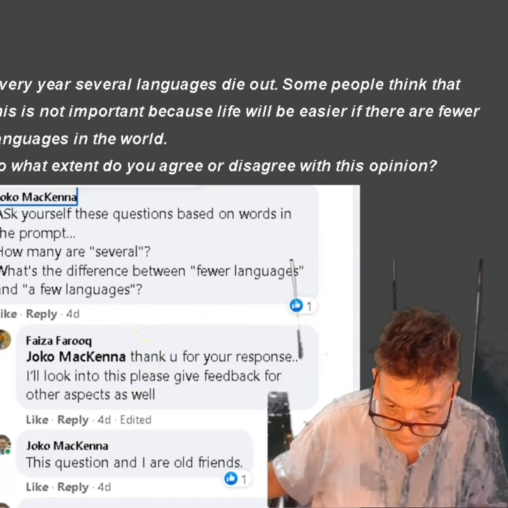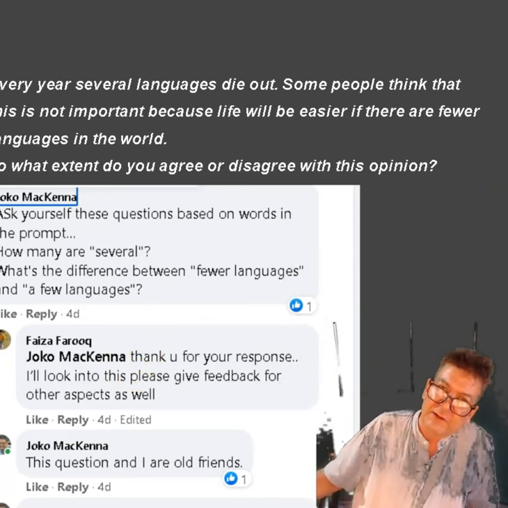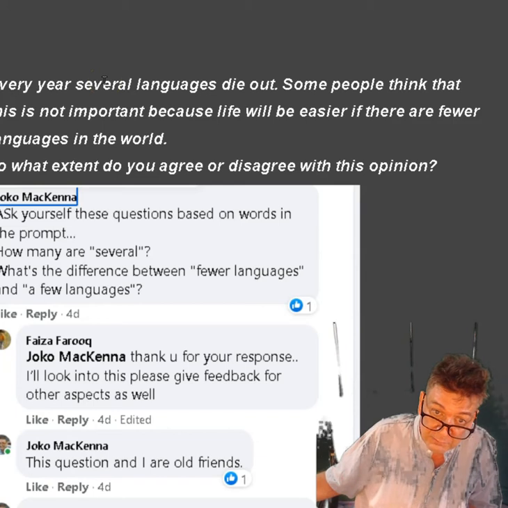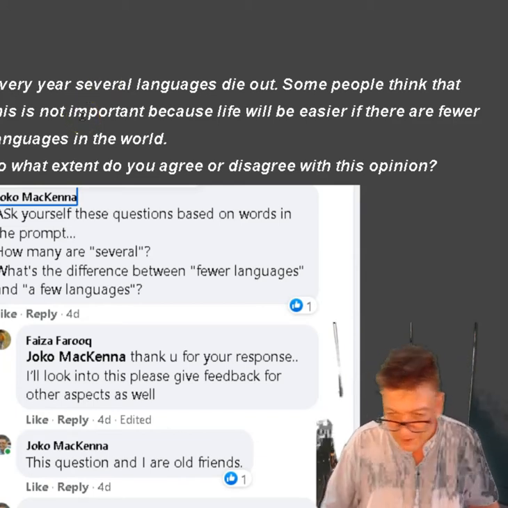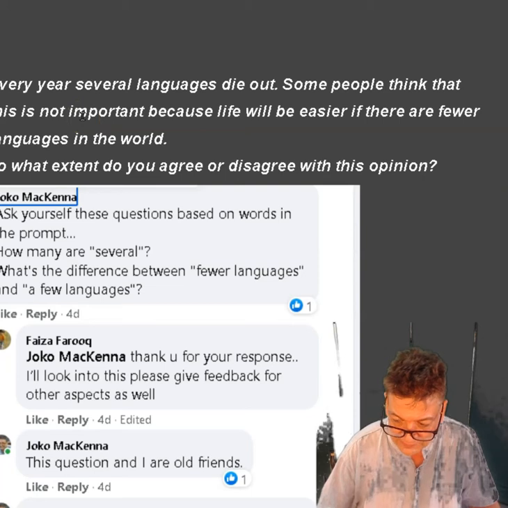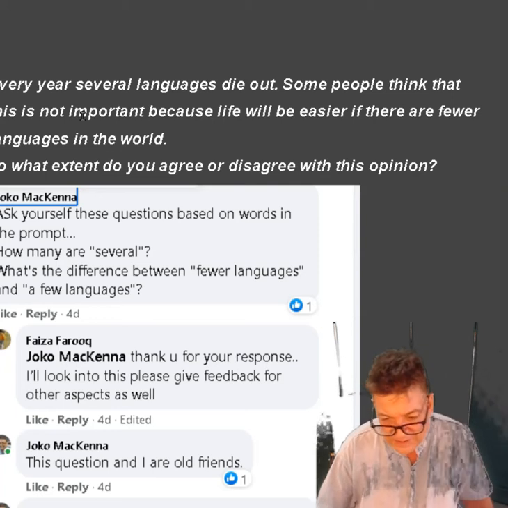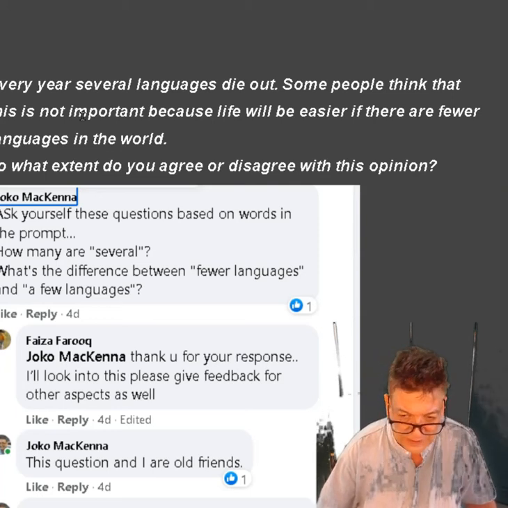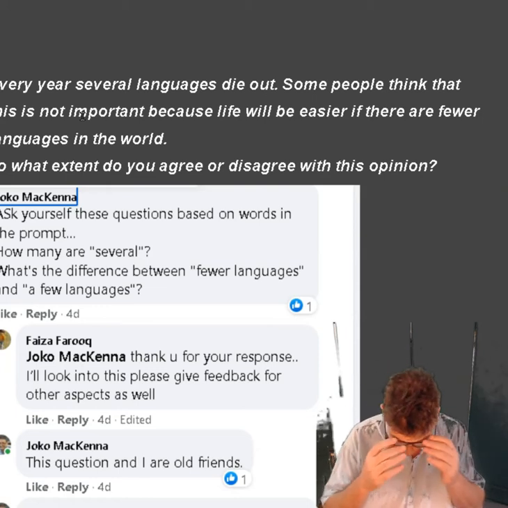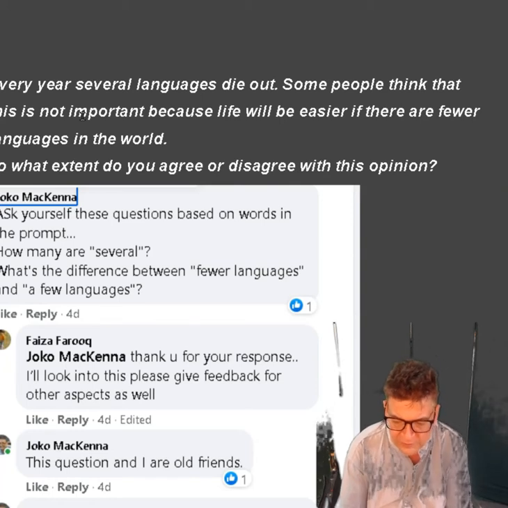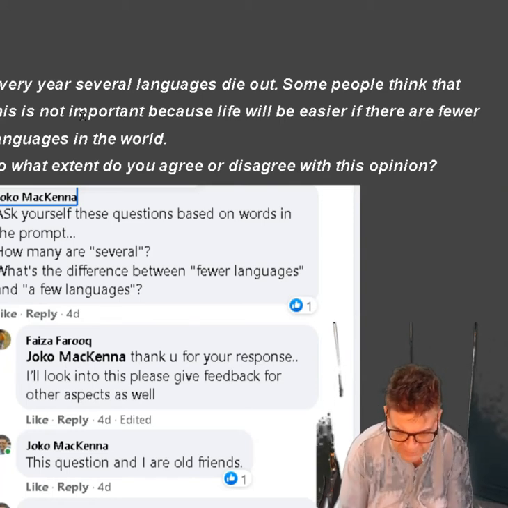So, let's go over here. Several languages die out. Okay, several, by the dictionary, means more than two, but not a lot. Okay, in my mind, that means 3, 5, 7, something like that. Now, they don't expect you to be a cunning linguist to understand that there are over 10,000 languages in the world, and that the dying out of 2 or 3 or 4 per year is not a big deal. Well, it is to the people who speak those languages, but on the global scale, it's really not an important thing.